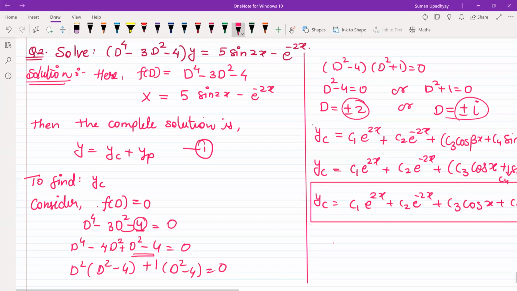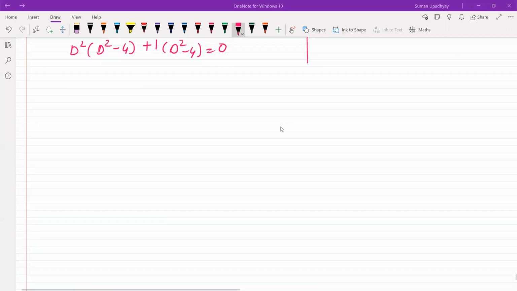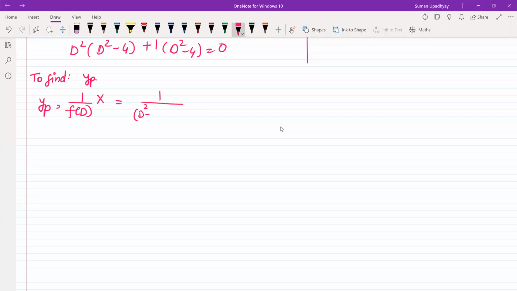No, ma'am. All right, now we'll be finding the particular solution. So now how to get the particular solution? What is the formula of the particular solution? Yp is equal to 1 upon f of d times capital X. So we'll put it over everything. What did we get for f of d? D square minus 4 and d square plus 1.